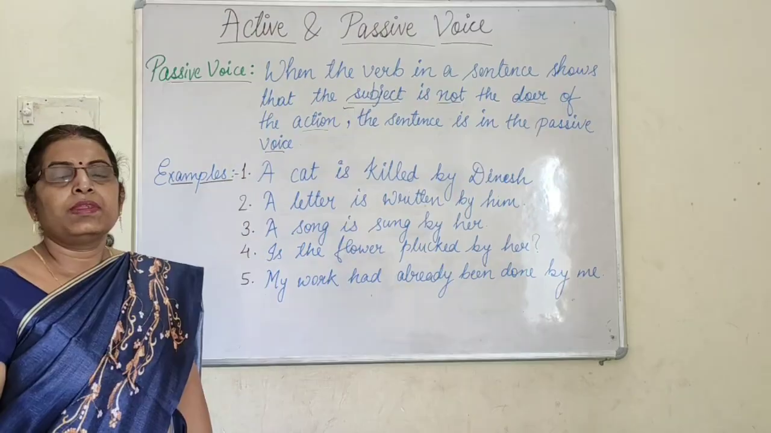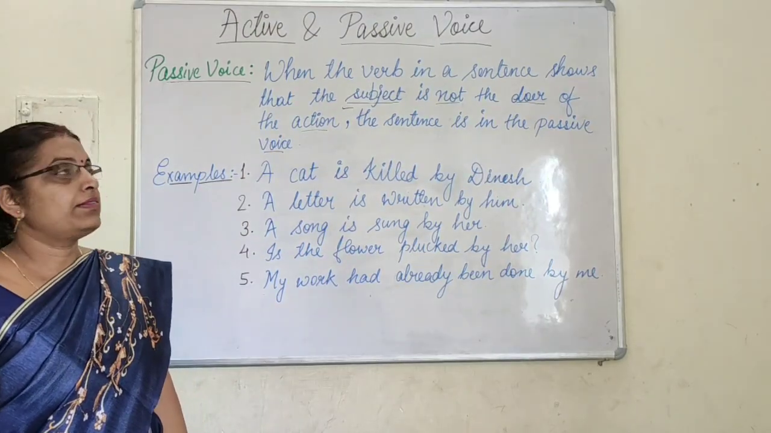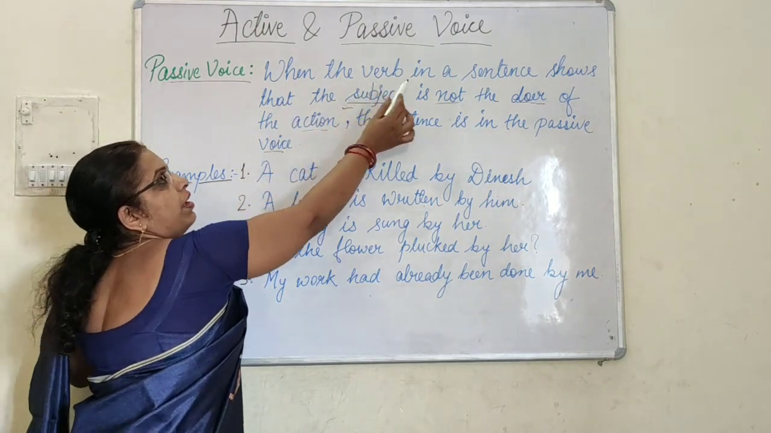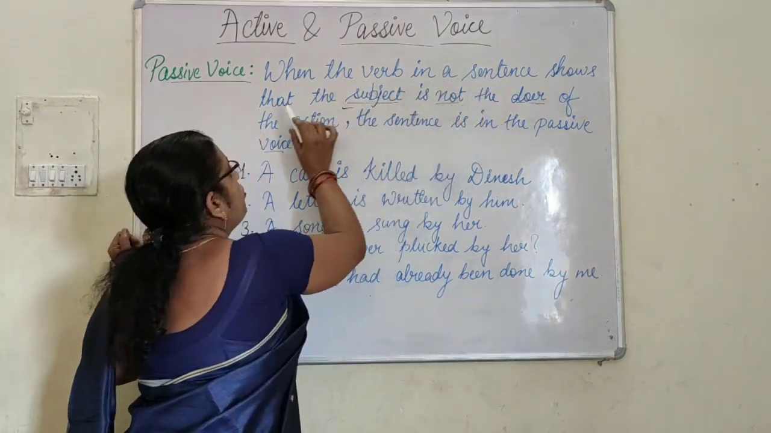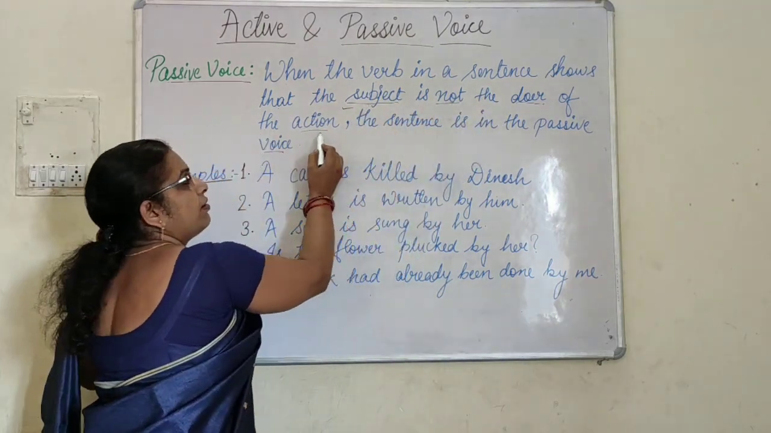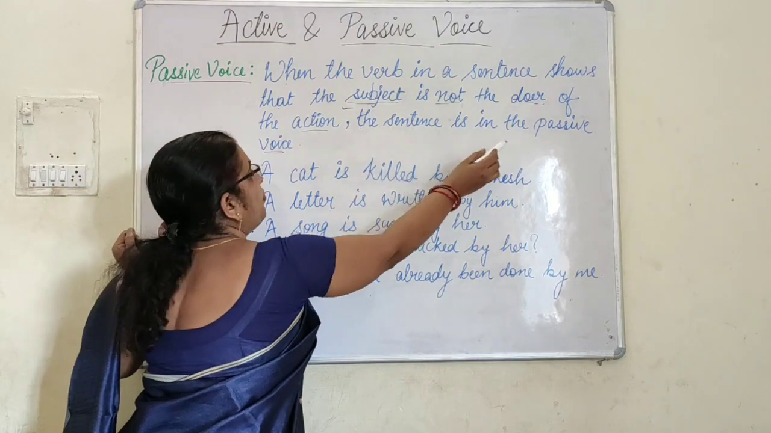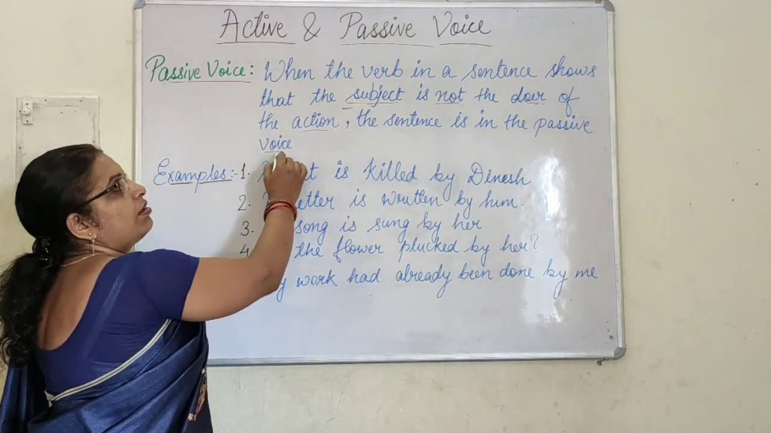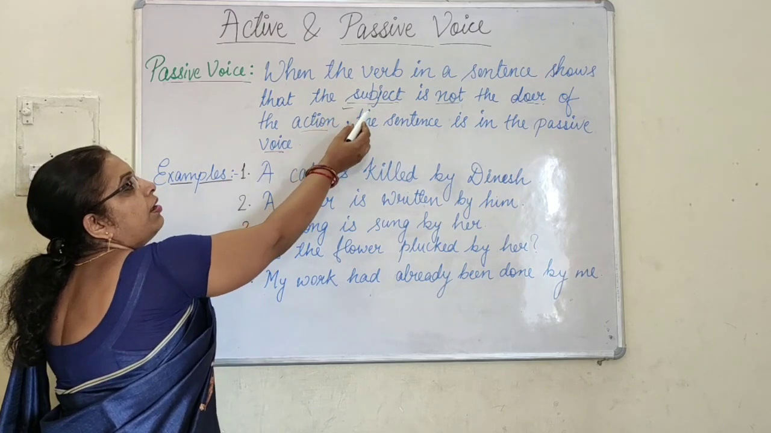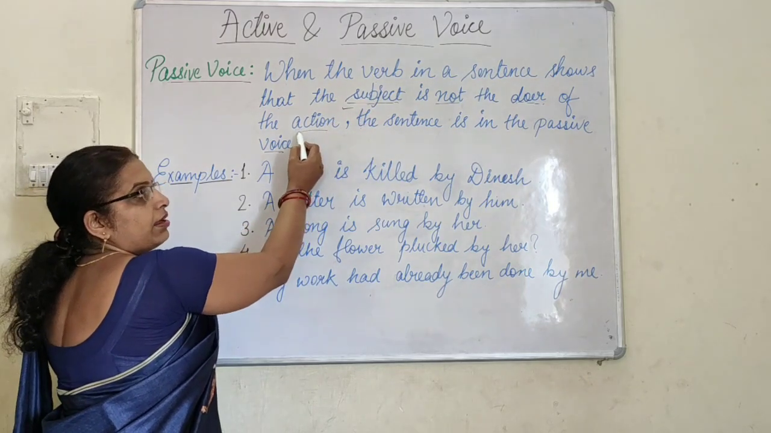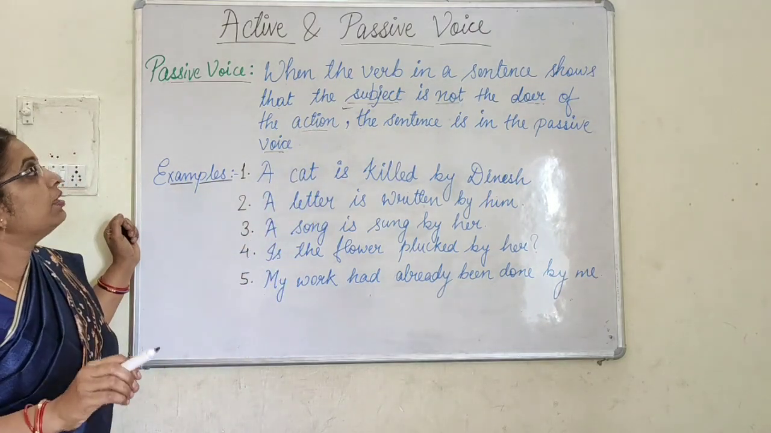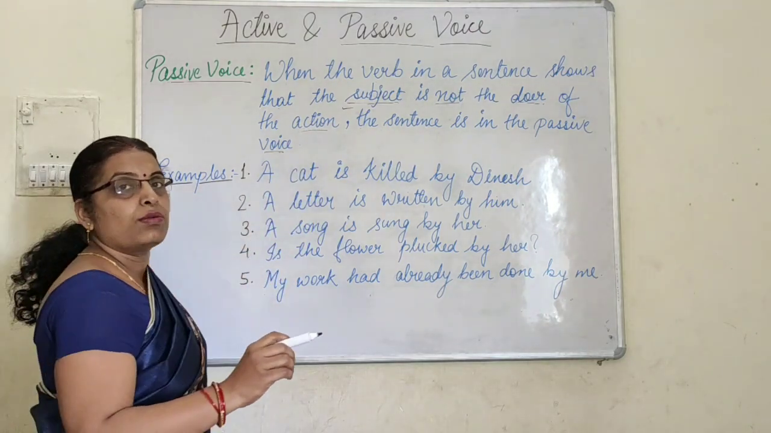Okay. Now we will see passive voice. Let's see the definition. When the verb in a sentence shows that the subject is not the doer of the action, the sentence is in the passive voice. Means work is not done by the subject and it is not the doer of that action. Means the effect is mostly on the object. That sentence is known as passive voice.